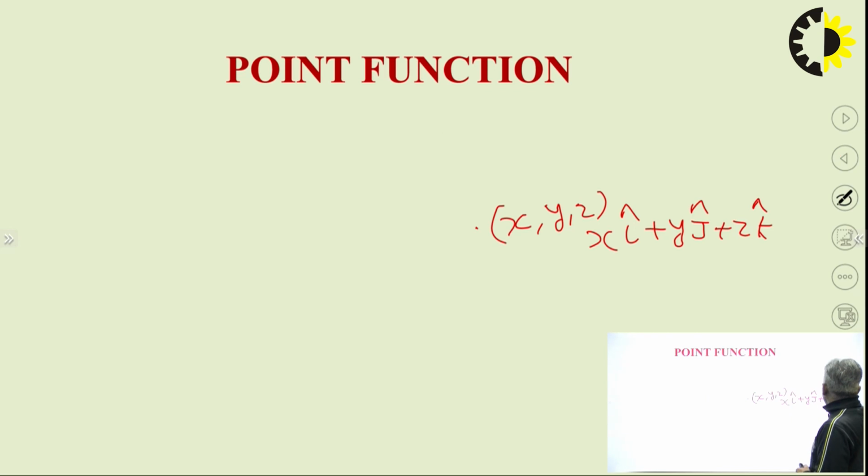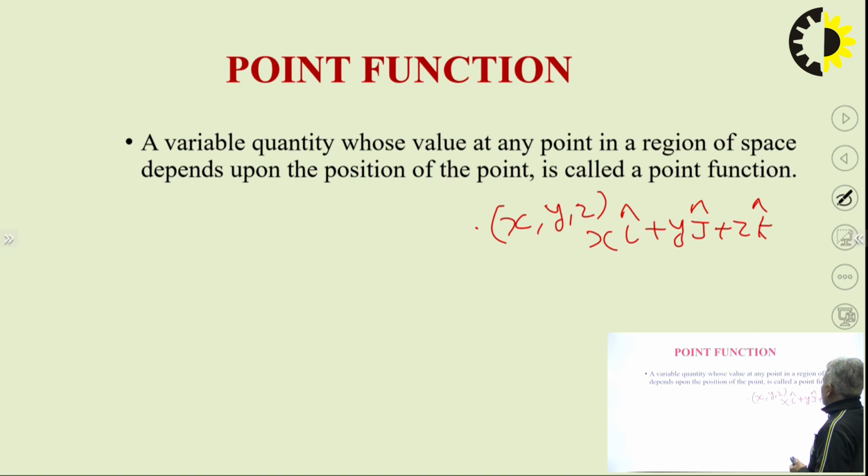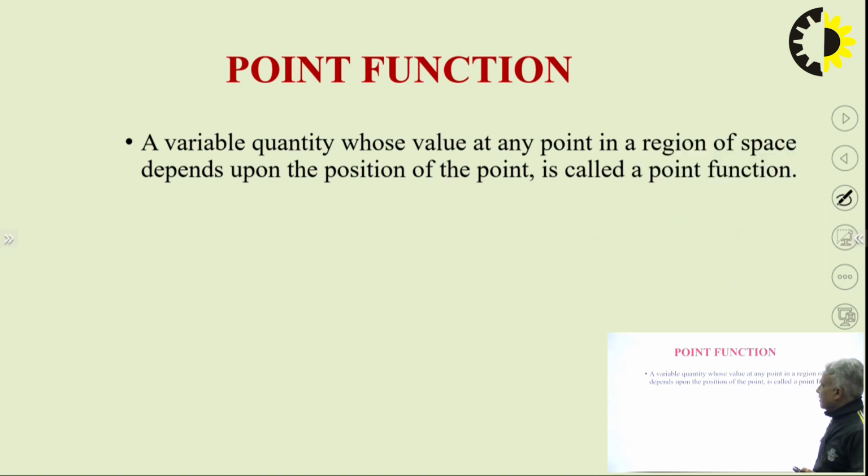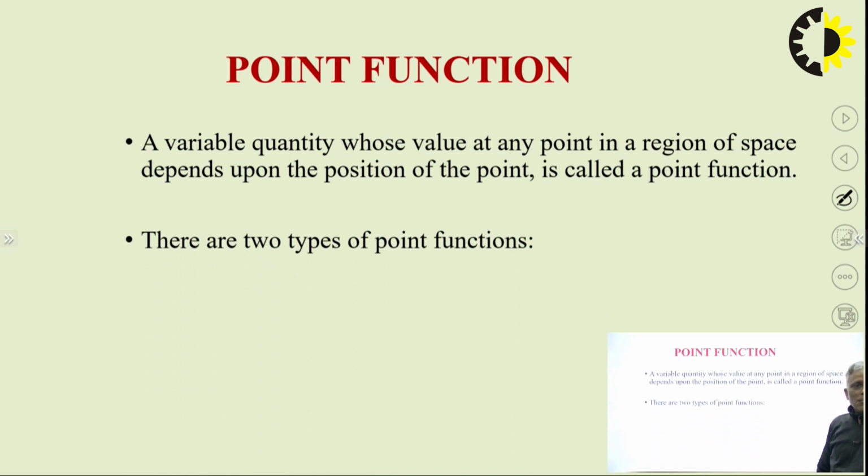In this way we can calculate the position of the vector in the form of a point function, and that is known as the point function. A variable quantity whose value at a point in a region of space depends upon the position of the point is called a point function. With the help of a point function we can calculate the position of the particle in space.